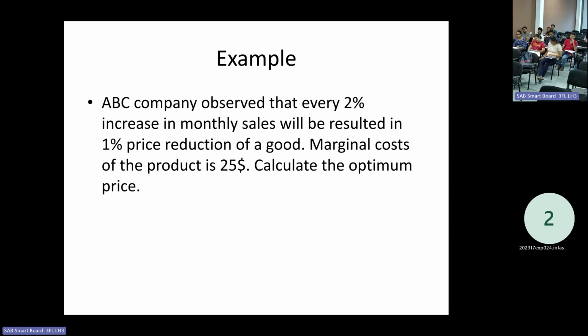Now there's a small question. The first question asks for the optimum price. You are given ABC company, which observes that a 2% increase in the monthly sales will result in a 1% price reduction. The marginal cost is $25. Calculate the optimum price.